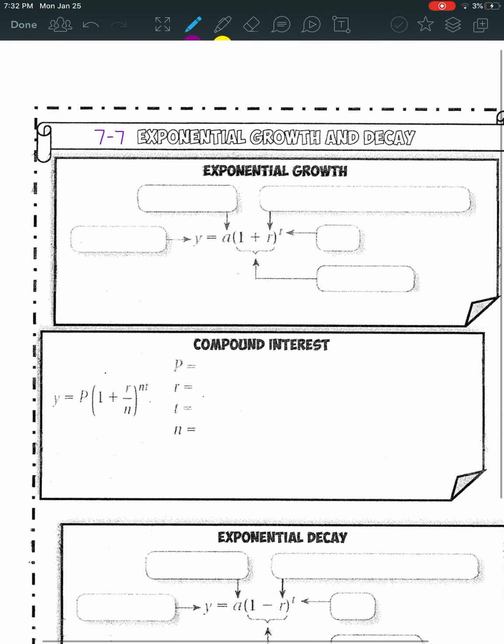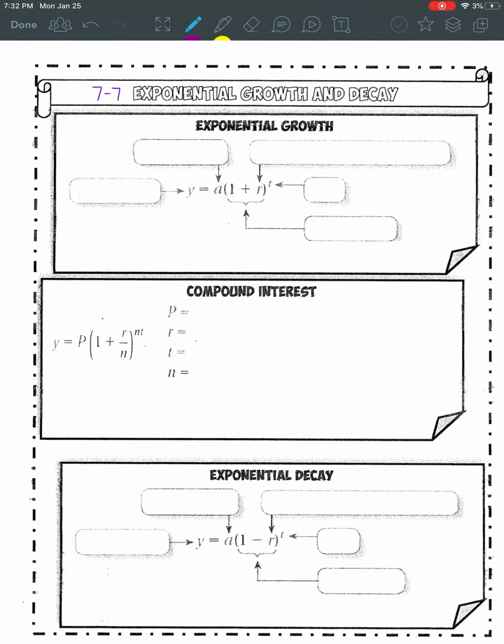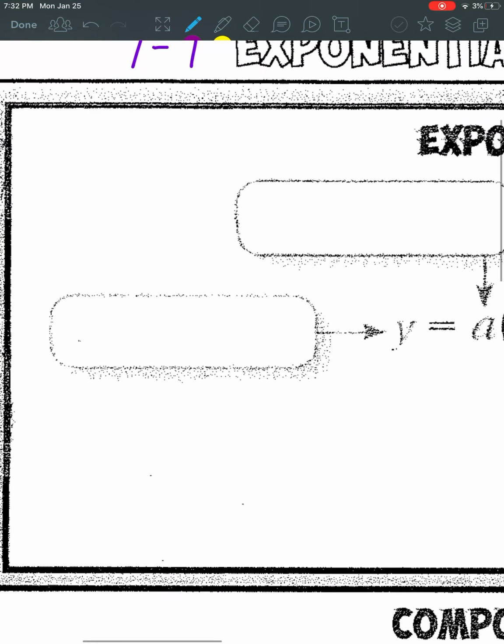So this is Chapter 7, Lesson 7 in your book. I'm first going to go over the three different types of formulas: exponential growth, compound interest, exponential decay, and then we're actually going to apply them to some actual story problems.